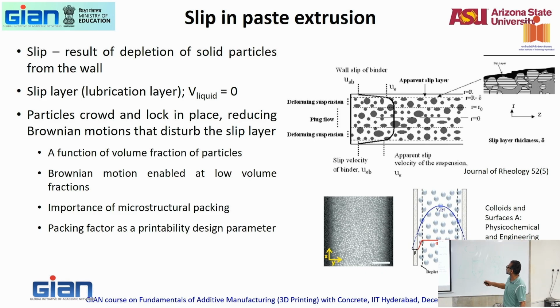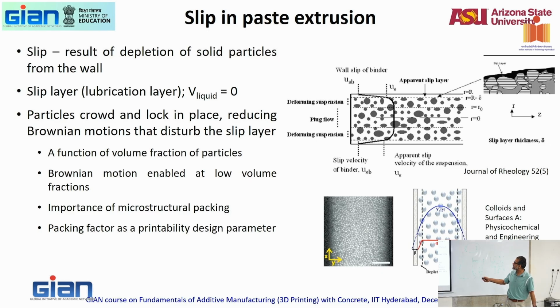The velocity of the liquid is zero. You saw this kind of a velocity curve where this is your plug flow. That's your wall slip that's happening here, and there's an apparent slip layer here. I'll show you how to measure this thick layer, all of those. But what happens is that all these particles lock and crowd in place. We're talking about smaller particles, not aggregates here. It's only cement paste.